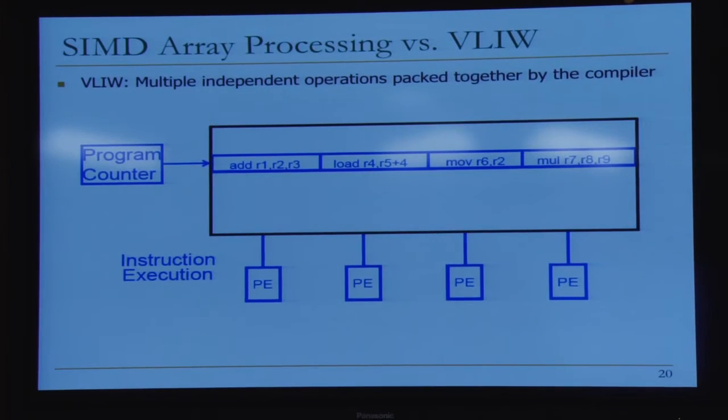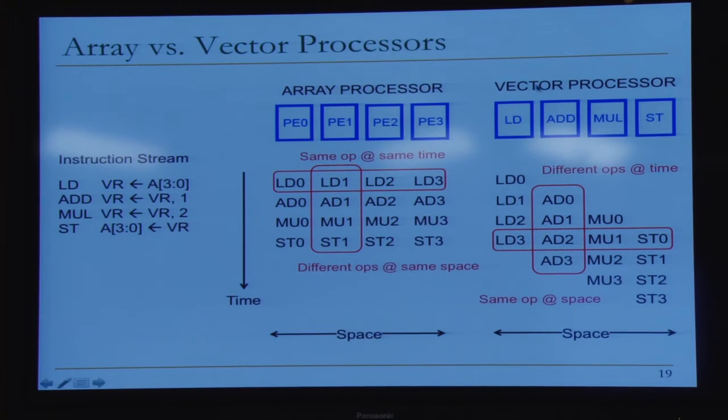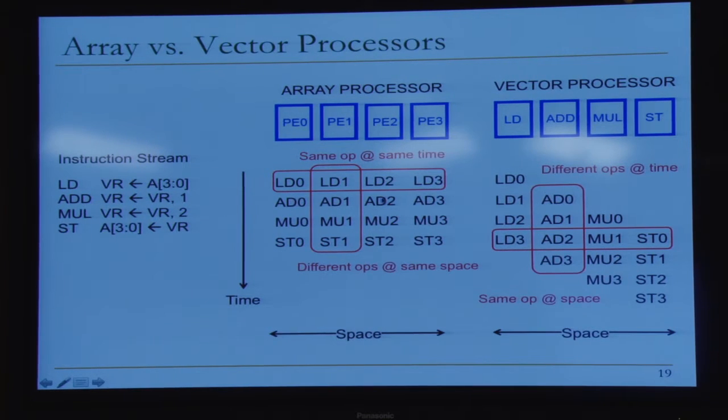Okay, so keep this in mind. This is a purist distinction. We're going to combine these. You can actually do load 0, load 1, load 2, load 3, and then assume that you have 8 elements, load 4, load 5, load 6, load 7. You can actually not only do it in space, but also in time. That way you get even more parallelism, and modern GPUs do that.